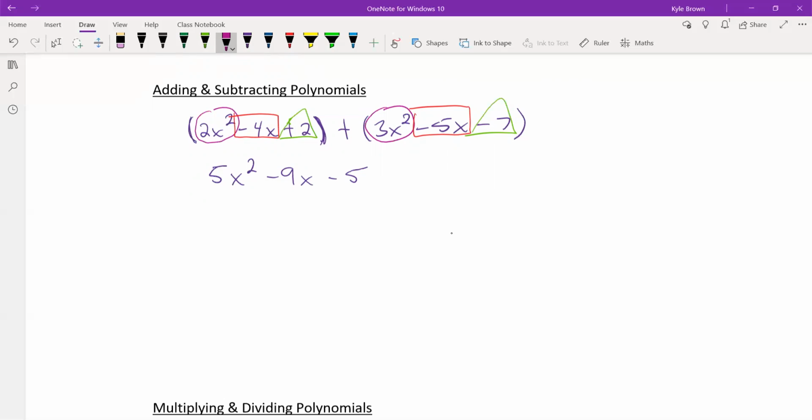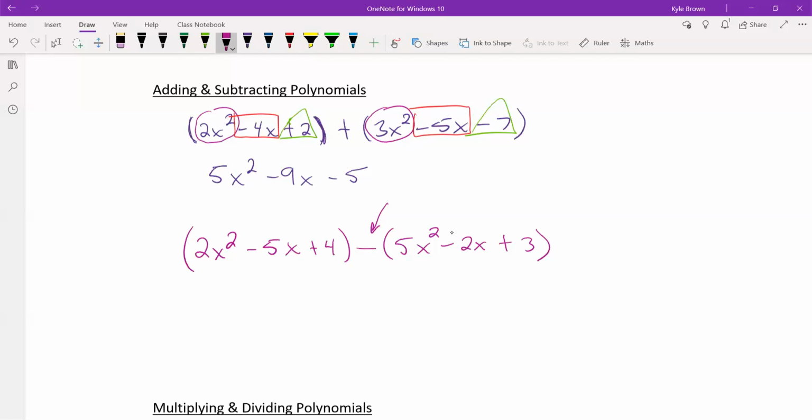So let's say we had this. Let's say we had 2x squared minus 5x plus 4. So that's our first polynomial, and we're going to subtract 5x squared minus 2x plus 3. Okay, so what we want to do here now, this changes things up a little bit. We have to deal with this negative, right?